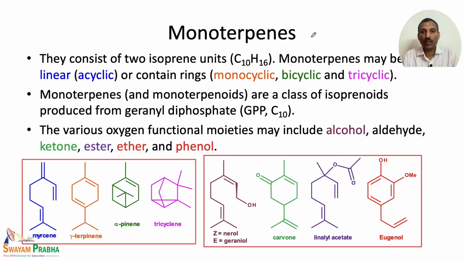And the next class is the monoterpenes. The monoterpene basically consists of two isoprene units, and they have the molecular formula C10H16. The monoterpenes may have different structures. For example, they may be linear or acyclic, or they may contain rings. When we talk about rings, they may be monocyclic, bicyclic, or tricyclic. So, here are the examples of the various monoterpenes.